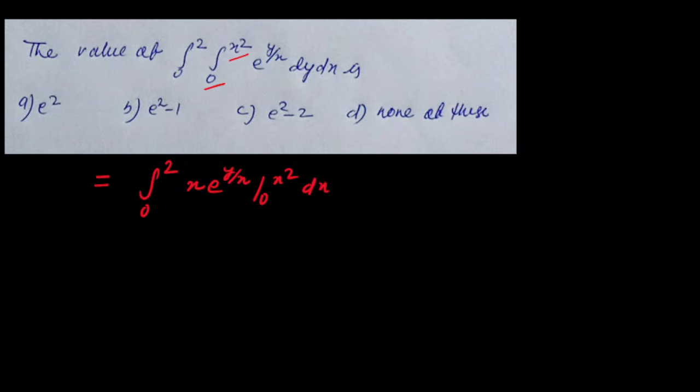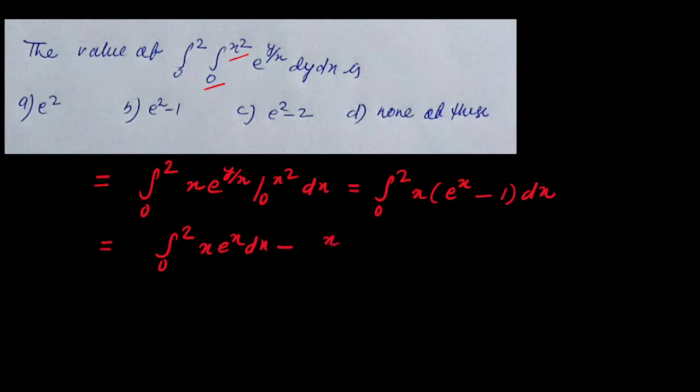Now I have to put the limit, so it is 0 to 2 x and e to the power x square by x, so that is e to the power x, and minus e to the power 0 by x, so that is 1 and dx. So now we can separate it. We can write it 0 to 2 x e to the power x dx, and minus integration of x dx, that is x square by 2, limit is 0 to 2.